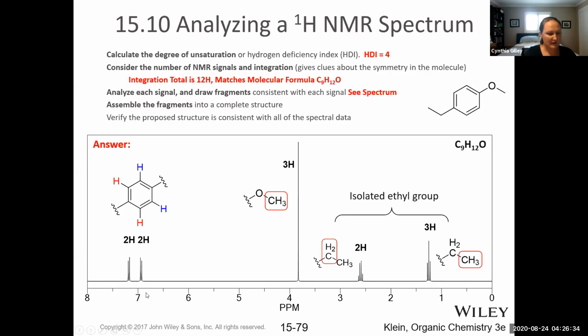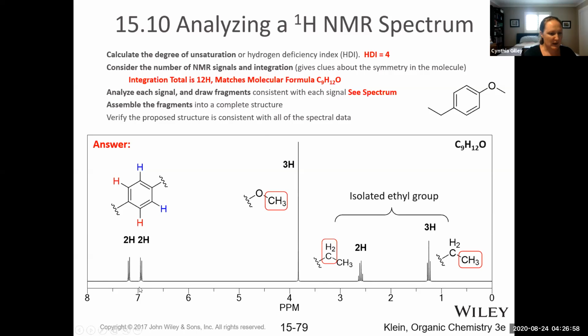Light bulbs went off in my head, and I said, oh my gosh, I've got signals around 7. That means that I likely have an aromatic ring. So my thought about the HDI from before seems to be correct. I probably do have an aromatic ring, which means I don't have any other pi bonds or rings, because this takes into account all of my unsaturation.